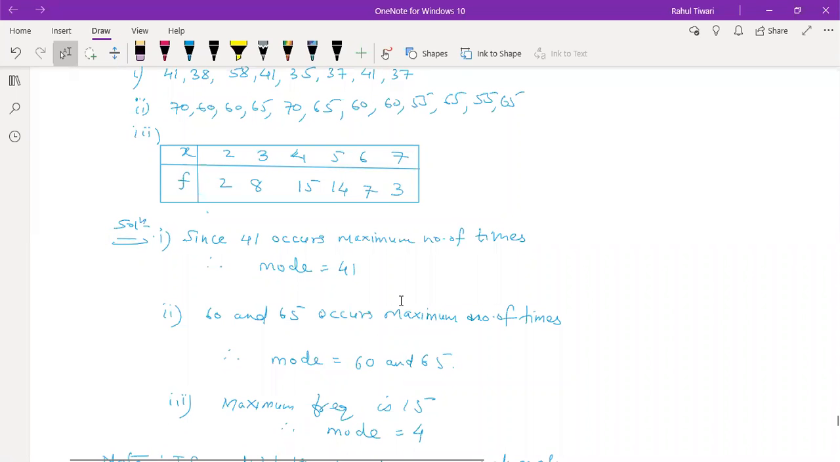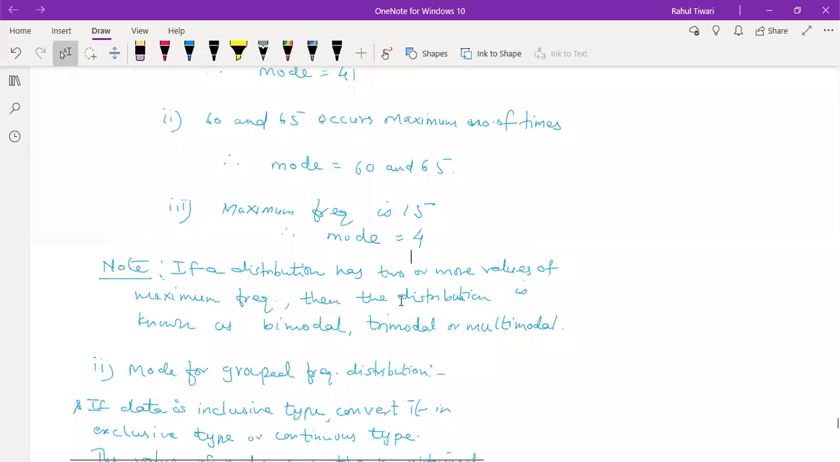Just try to solve this one and try to understand these two notes. I will be back in 2 minutes.